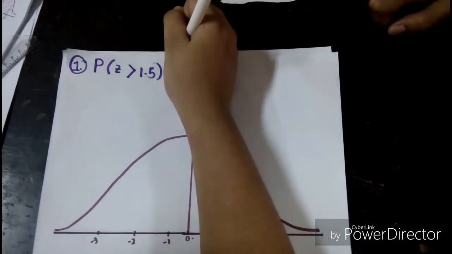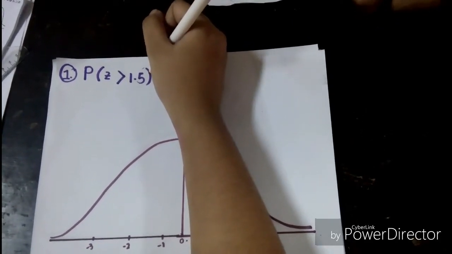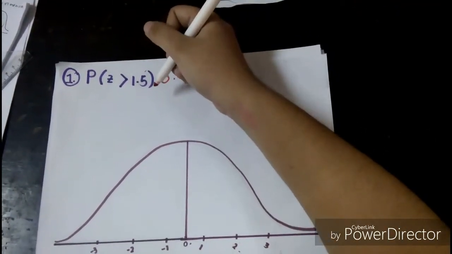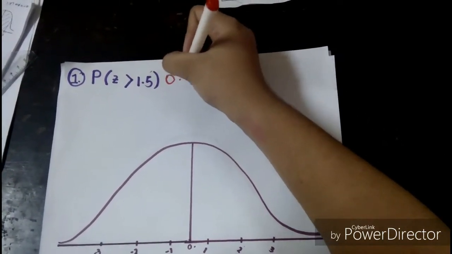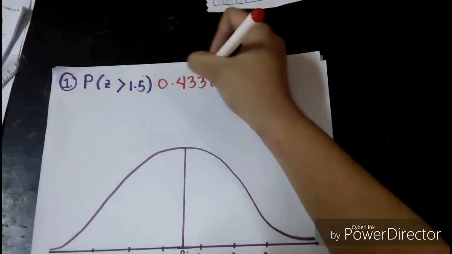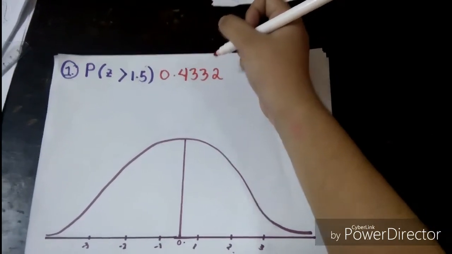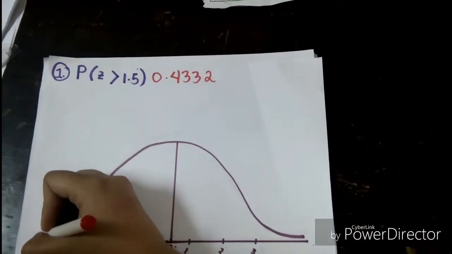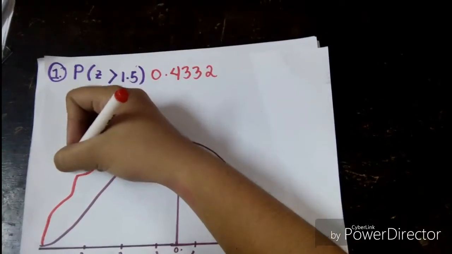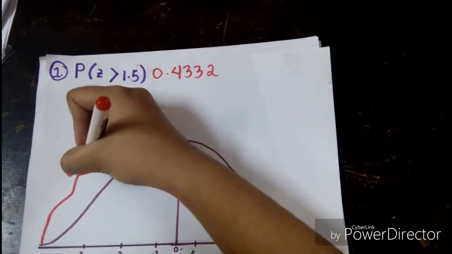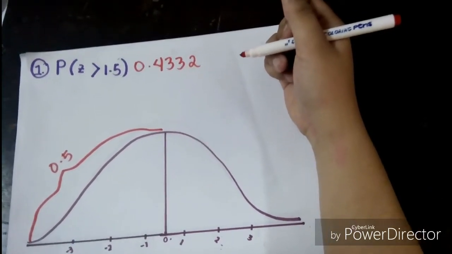For the first problem, which is probability of z is greater than 1.5, first we need to locate 1.5 in the z table, and after knowing its value, which is 0.4332, we have to get the half part of the normal curve. A normal curve has 100% or 1. So the half of it is 0.5.